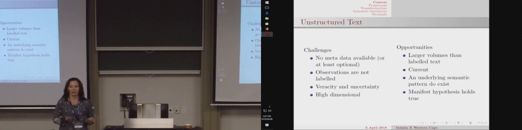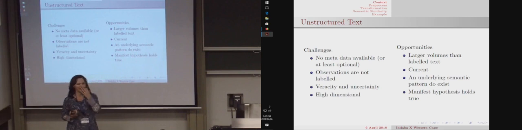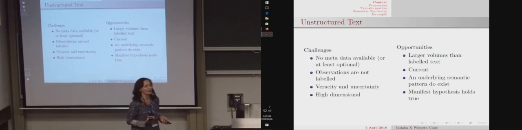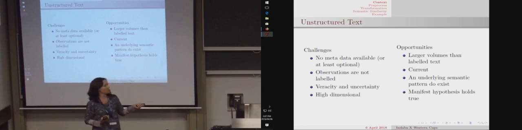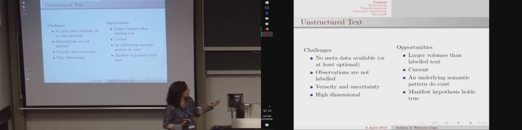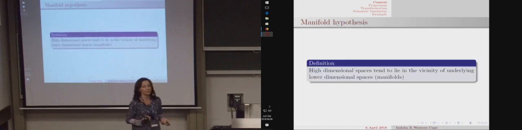we know that there are underlying semantic patterns that exist. We know that there's some way that the data was generated that we can in some way find. And that is where the manifold hypothesis holds true. The manifold hypothesis holds true, and what does it mean?